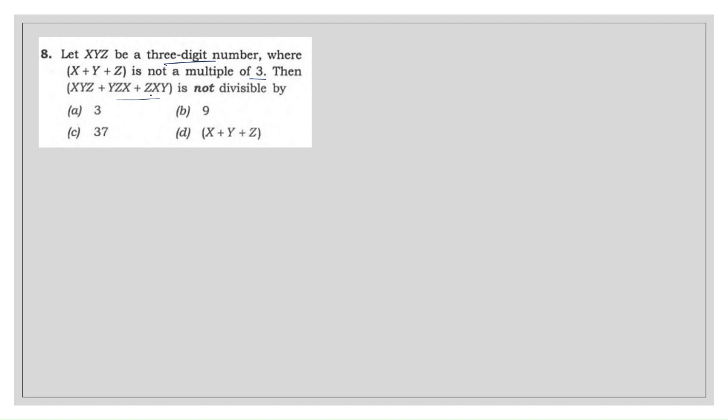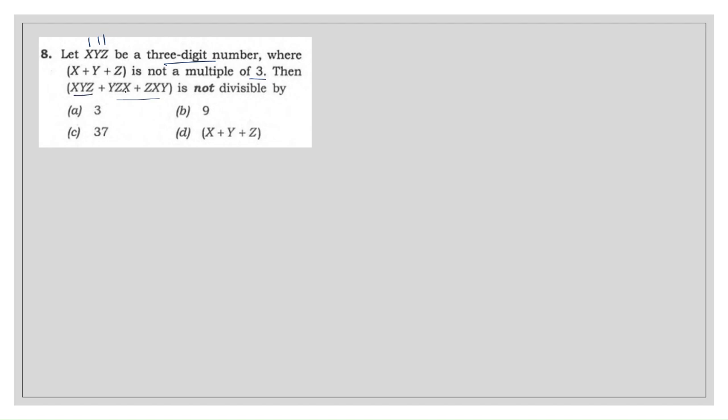So see, the pattern that we can see here is that in this number xyz, these are 3 digits, like we have x, y and z, obviously with different values. The number can be anything, it can be 1 2 3, it can be 1 4 3 or any such number. So they are saying that the sum of these is not a multiple of 3.